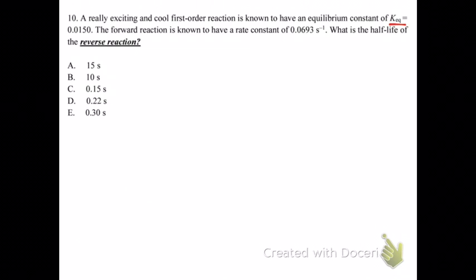In this problem, we're tasked with relating the equilibrium constant. So we're given the Keq, which is 0.0150, and we're relating that to rate constant. So an important relationship that we have is an equilibrium constant is equal to the rate constant of the forward reaction divided by the rate constant of the reverse reaction. So, very, very cool.